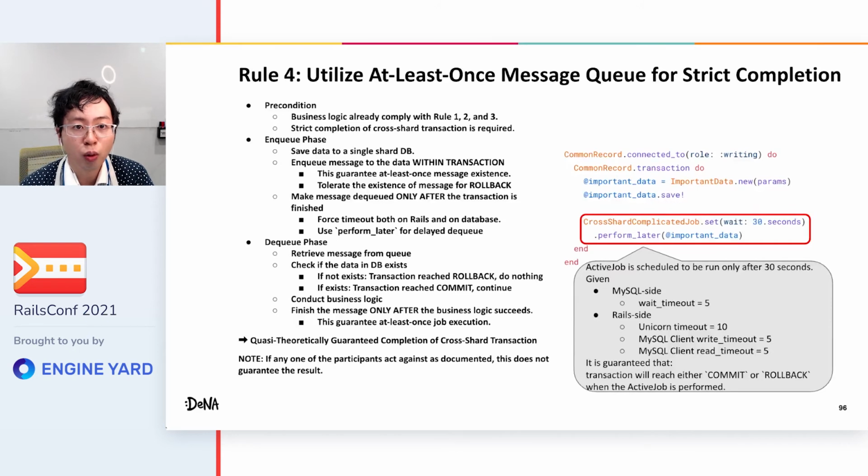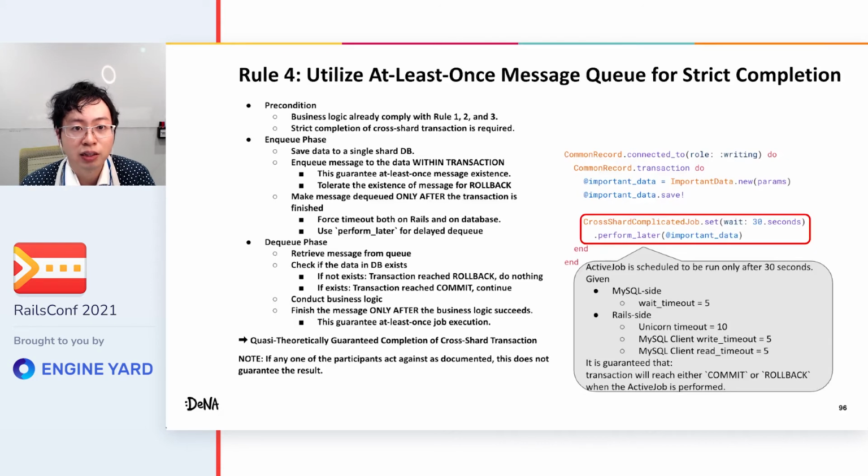Then, Rule 4 meets the requirement. Rule 4 is to utilize at least one message queue for strict completion. The precondition for this rule is that business logic already complies with Rules 1, 2, and 3. We divide the architecture into two parts. The first part is the enqueue phase, and the other one is the dequeue phase.